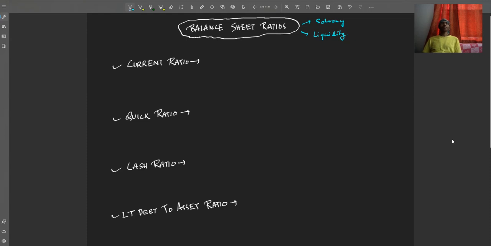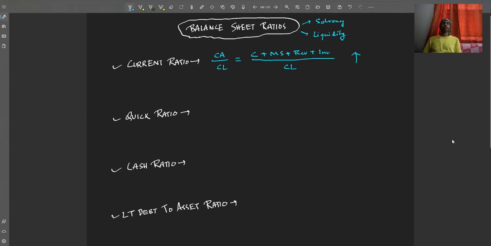So the current ratio, this is basically current assets by current liabilities. If you break it up, this becomes cash and cash equivalents plus marketable securities plus receivables plus inventory by current liabilities. This is the current ratio. Obviously, you want the number to be as high as possible. If the number is less than 1, that means current liabilities are more than current assets, which is not a good sign at all.